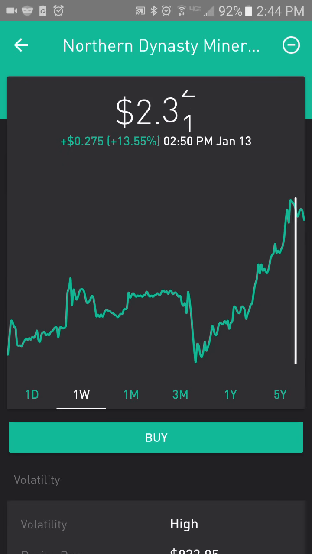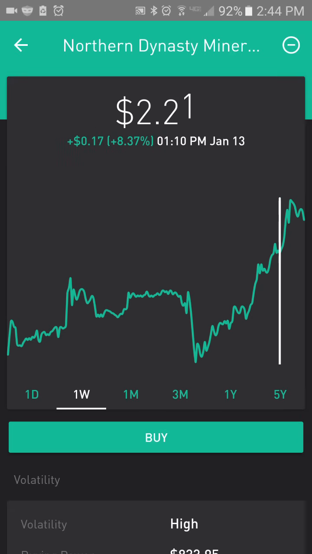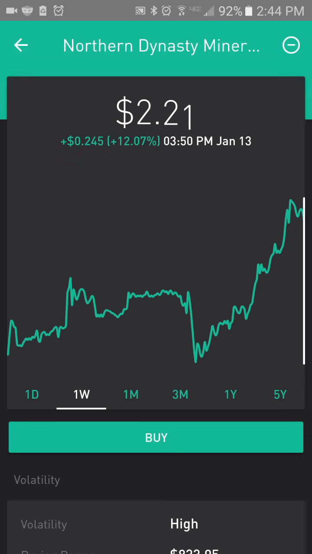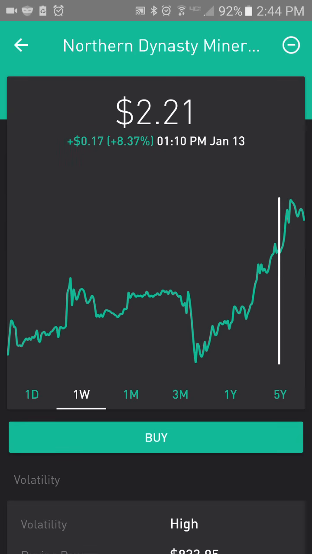If I choose my buy-in to be maybe right here on a pullback, because right now it's at 229 over here in the corner, right? I don't want to buy it at 229 because it's right here by the peak. I don't want to overpay for this stock. I'm going to wait for a pullback, so I set up my buy-in to be at 220.